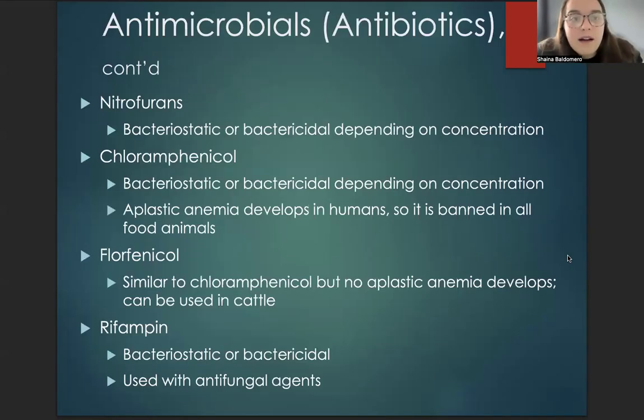Okay, we're just continuing on. I know there is a lot, a lot, a lot. So there's nitrofurans. These are bacteriostatic or bactericidal. Chloramphenicol. You may have heard me talk about chloramphenicol.